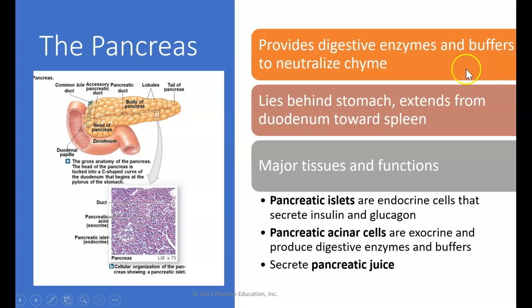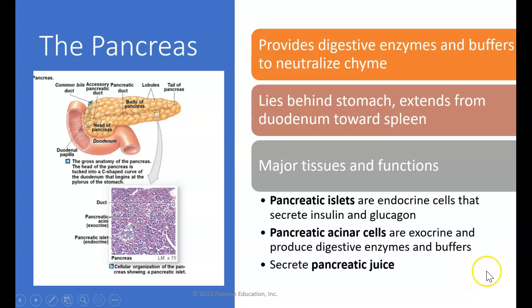The pancreas provides digestive enzymes and buffers to neutralize chyme. It lies right behind the stomach and extends from the duodenum towards the spleen. Looking at its major tissues and functions, the pancreatic islets are endocrine cells that secrete insulin and glucagon, and these are activated depending on your blood sugar levels. Diabetes is a disorder of the pancreatic islet cells. The pancreatic acinar cells are exocrine cells, and they produce digestive enzymes and buffers. All of them secrete pancreatic juice.